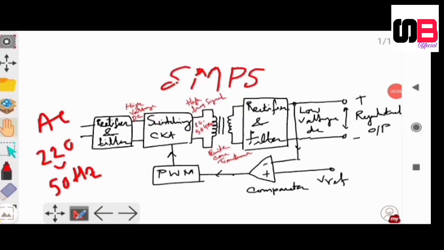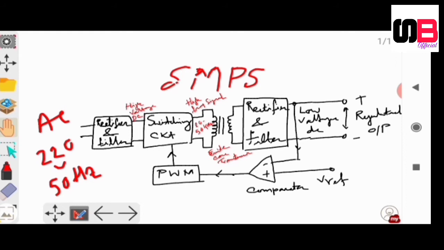Friends, today we will discuss the SMPS. The full form of SMPS is Switch Mode Power Supply, and nowadays SMPS is broadly used in our daily life. In an SMPS, the main principle is the switching principle, which is not used in a linear power supply.